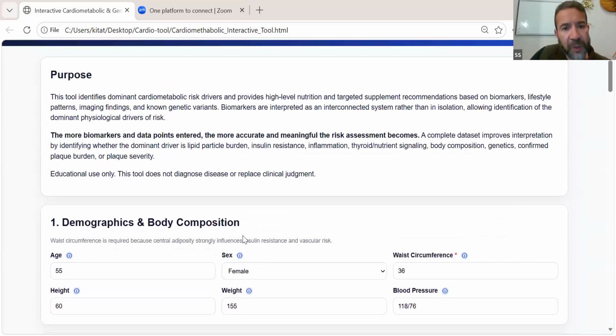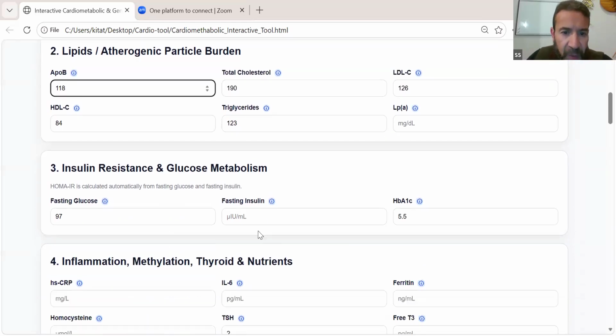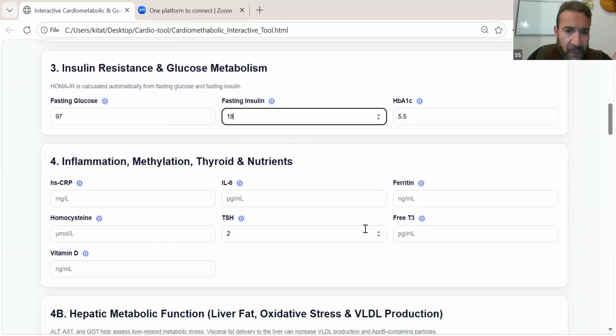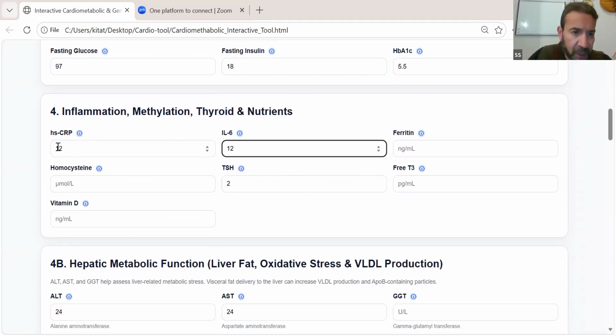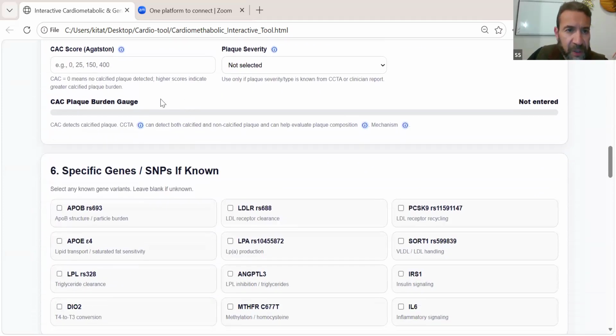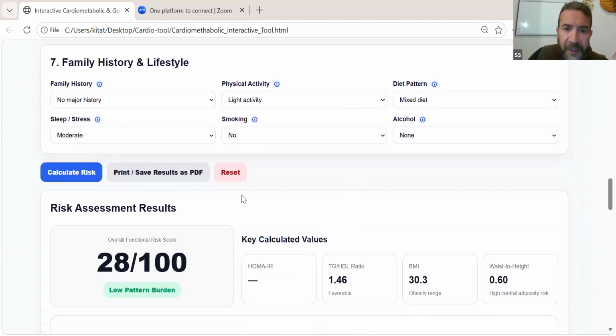All right, so let's say we want to do an elaborate test. This is not enough. This female is age 55, and she needs to do more tests. ApoB, 118. We need to do fasting insulin, 18. We need to do inflammatory markers. Let's say 12, and this other one is 2. 12 is too much. None of the imaging yet, no CAC, just more labs. And we're going to keep the family history as is.